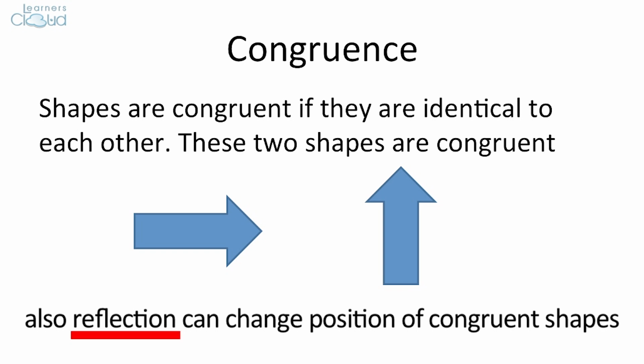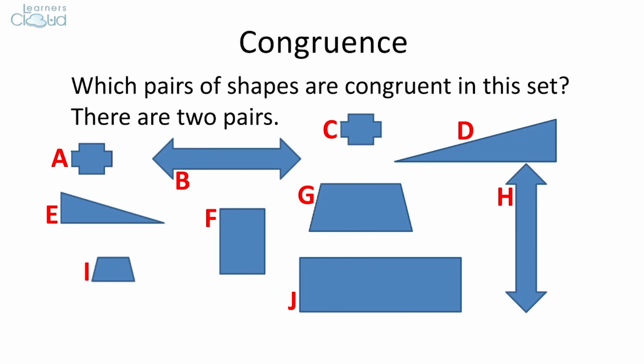Now let's take a look at this set of shapes here. And what I want you to do, the shapes that come up on the screen, I want you to pause it and I want you to identify the pairs of shapes that are congruent within this set. And there are two pairs of shapes that are congruent. So press pause, take a look at the shapes, and then identify the two pairs of congruent ones.